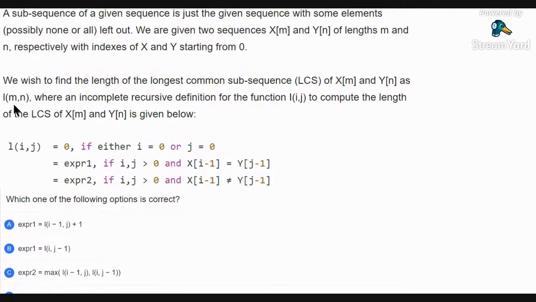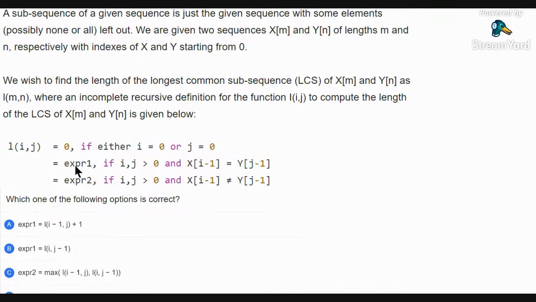So this Lmn is nothing but the length of the longest common subsequence by considering m characters of the first string and n characters of the second string, where an incomplete recursive definition is given in the form of expression 1 and expression 2. So Lij is equal to 0 if i is equal to 0 or j is equal to 0, meaning if we are computing the first row or first column of the computational matrix, then it is 0. As we have already seen in the initialization part of the algorithm, the first row and first column are initialized to 0.